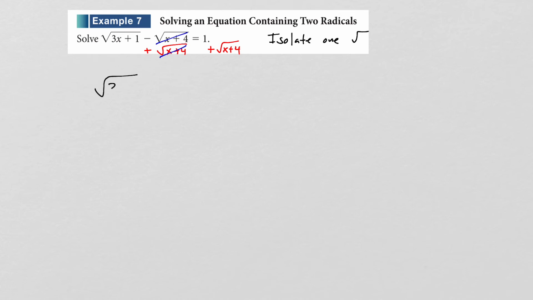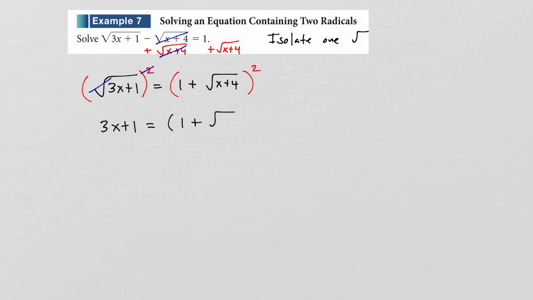And then we end up with the square root of 3x plus 1 is equal to 1 plus the square root of x plus 4. Okay, so what I've done there is I've isolated this radical. It's all by itself now. From here, we do the same thing that we did in the last question. We're going to square both sides. When you square on the left side, these cancel out, and you end up with just 3x plus 1.